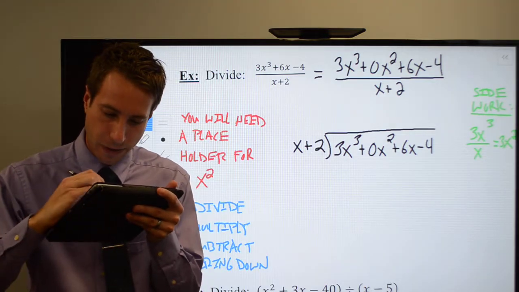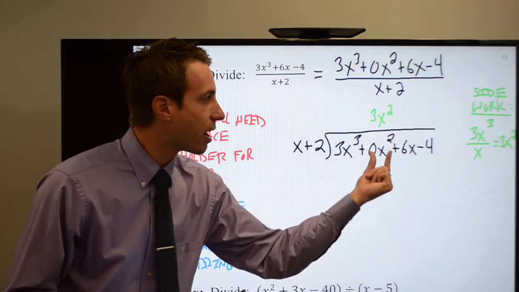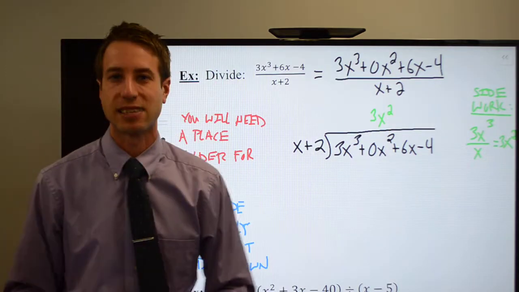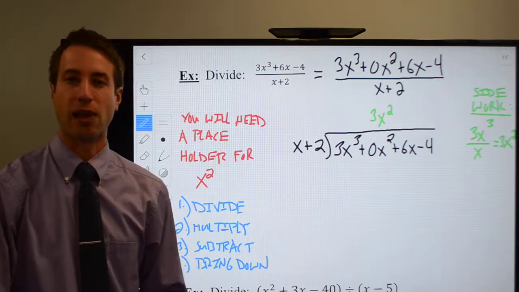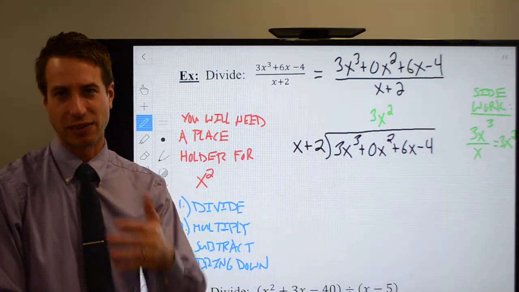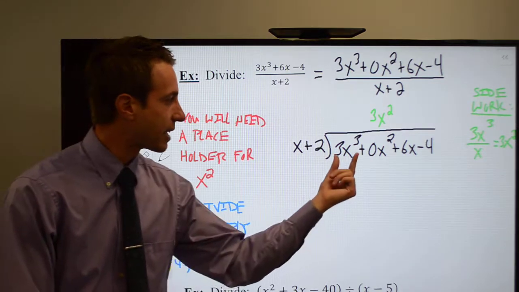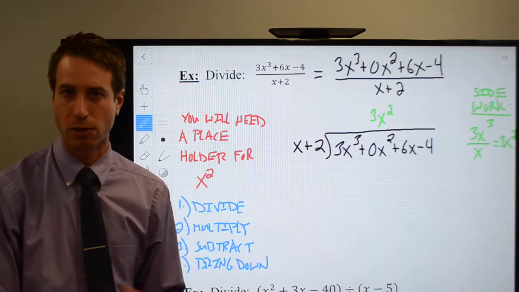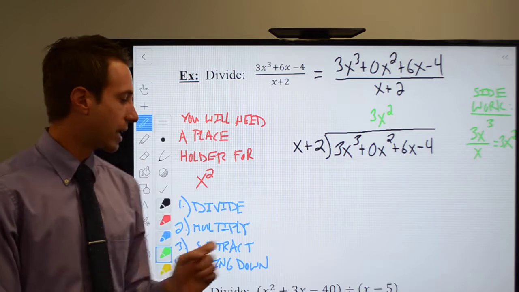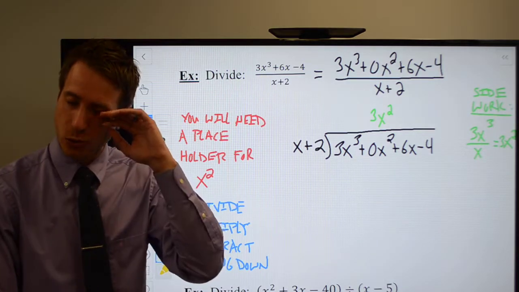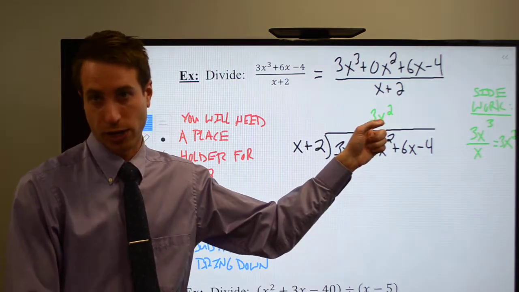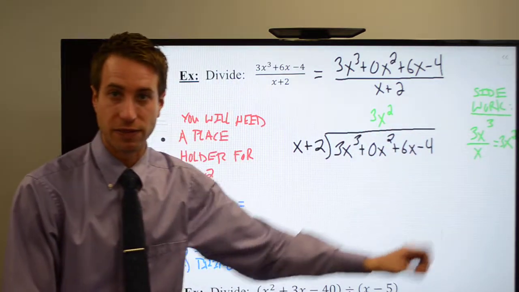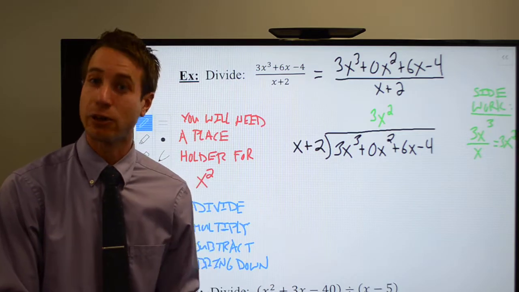So here's my 3x squared written above my other x squared, right? Just keeps it nice and neat. Divide. Step number 2, we multiply. Now, here's where it's a little different, right? Step 1, we divided by taking the first term of the dividend, dividing by the first term of the divisor. When it comes to multiplying, unfortunately, it doesn't work that way. You need to multiply your quotient, what you got by doing the division, by your entire divisor.